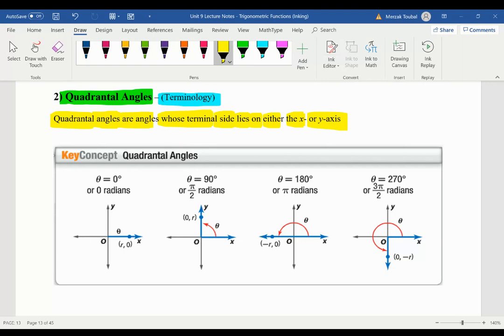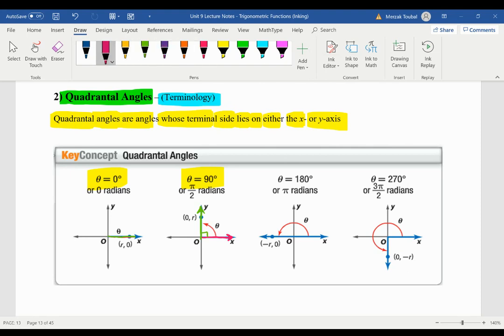Start with the first one, which is angle 0. The angle 0 means the initial side and the terminal side are on the positive x-axis. There is no angle, there is no measurement. The angle is 0. So that's the first quadrantal angle, 0 degrees. The second one is 90 degrees. So 90 degrees, as you see, the initial side is on the positive x-axis, the terminal side is on the y-axis, and that's a 90-degree angle.